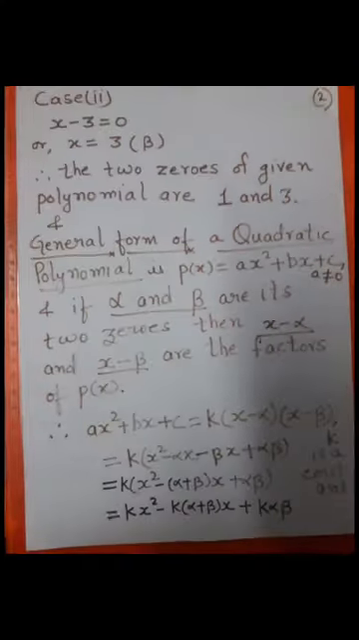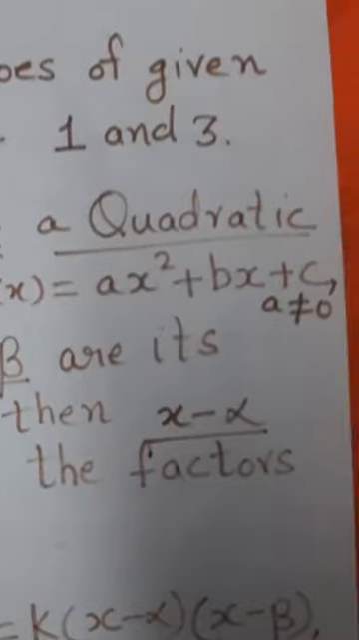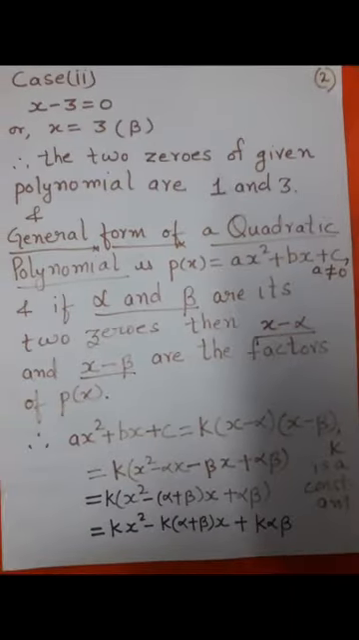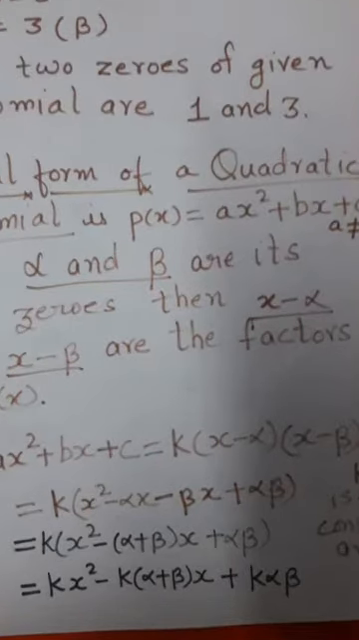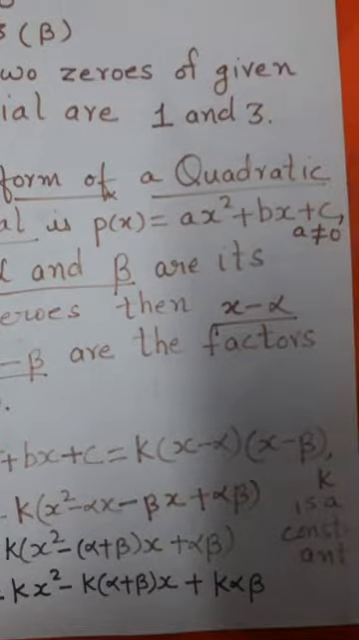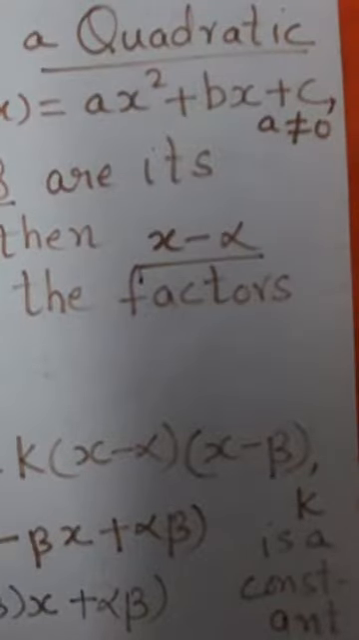Now see here and assume that alpha and beta are its two zeros. If alpha and beta are two zeros of this given polynomial ax square plus bx plus c, then x minus alpha and x minus beta will be factors of this given polynomial. And then ax square plus bx plus c can be written as k within bracket x minus alpha and within bracket x minus beta. Here k is a constant.